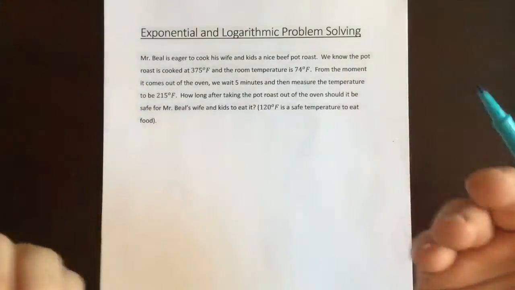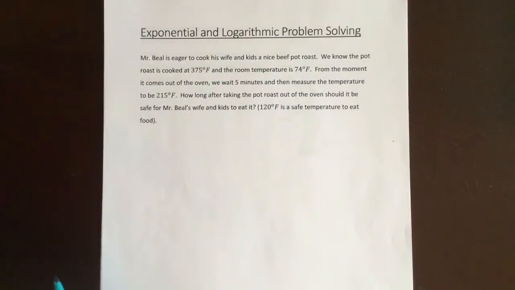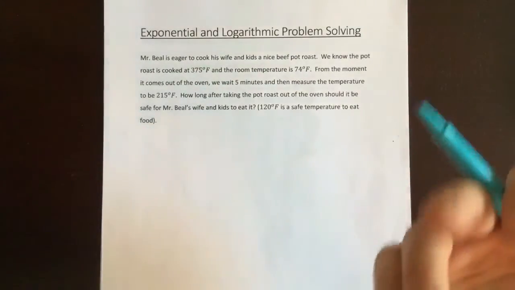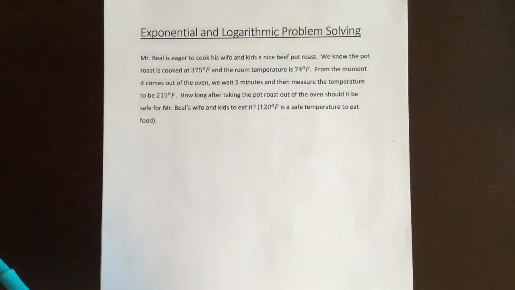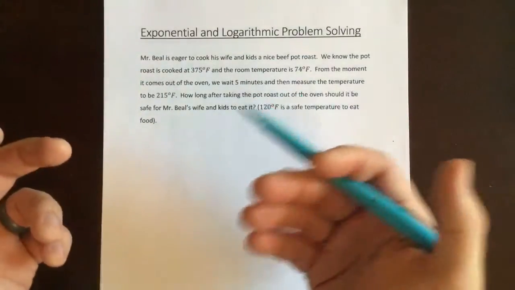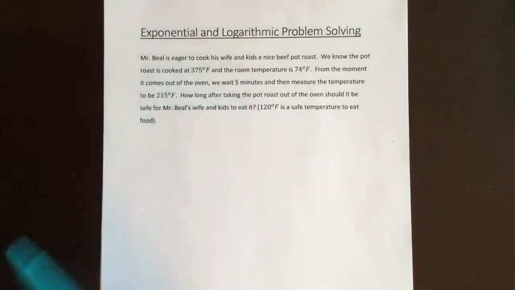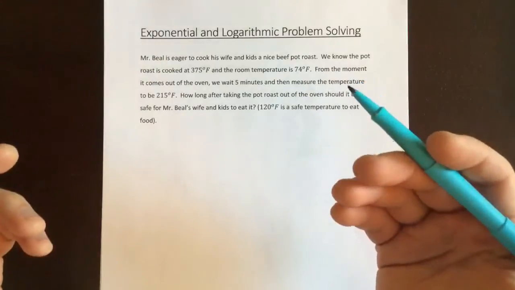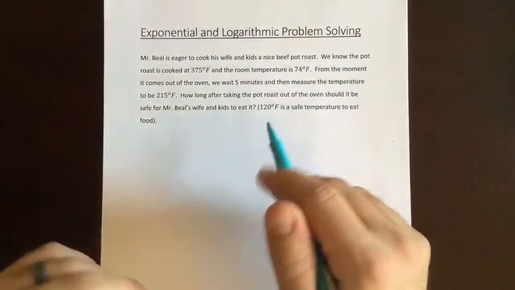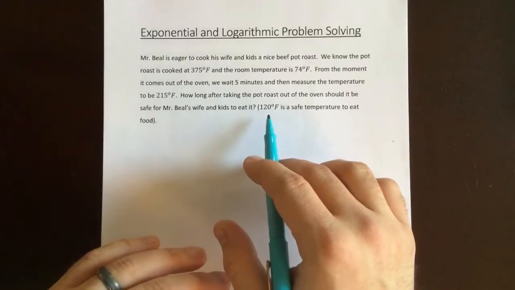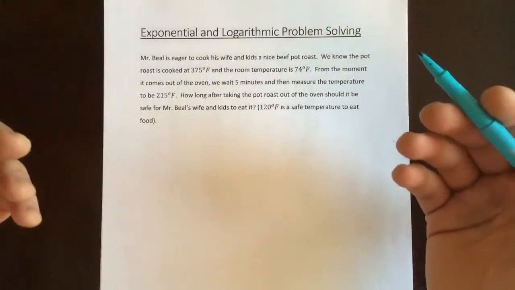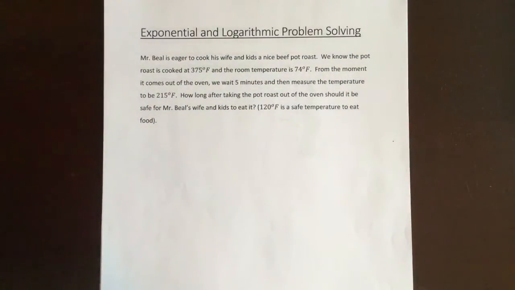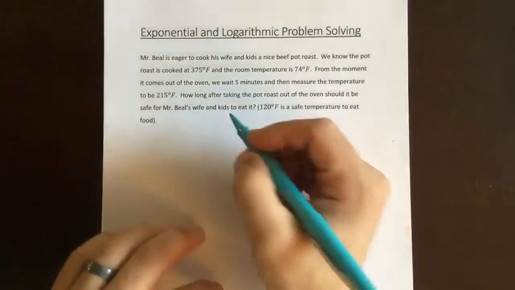So we're looking at this: I'm eager to cook my wife and kids a nice beef pot roast. We see here that the beef pot roast is cooked at a certain temperature, and the room temperature is 74 degrees. Take the pot roast out of the oven, and after 5 minutes it's now at 215 degrees. The question is, how long will it take for the pot roast to be safe to eat, assuming that 120 degrees is the safe temperature? Looking at this, what we would be using here is Newton's law of cooling.